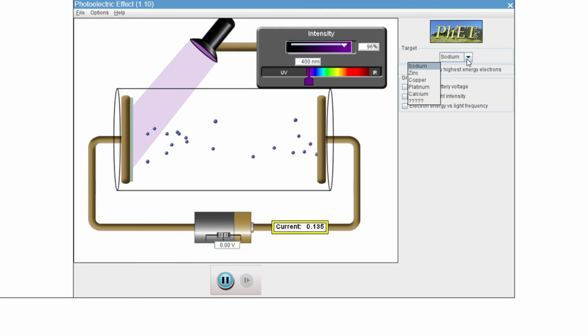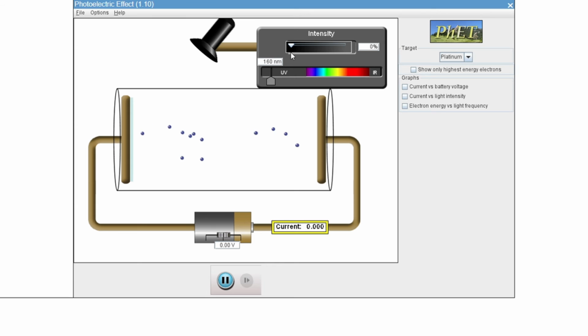Let's see it for platinum also. Platinum has a cutoff wavelength of 220 nanometers, so we should go to a wavelength below it. So let's choose 160. Now again we will start from 0. As we move intensity from 0 to 100%, you can see the current is increasing.